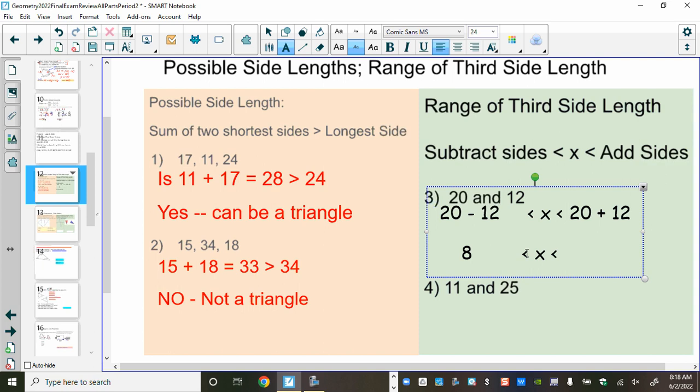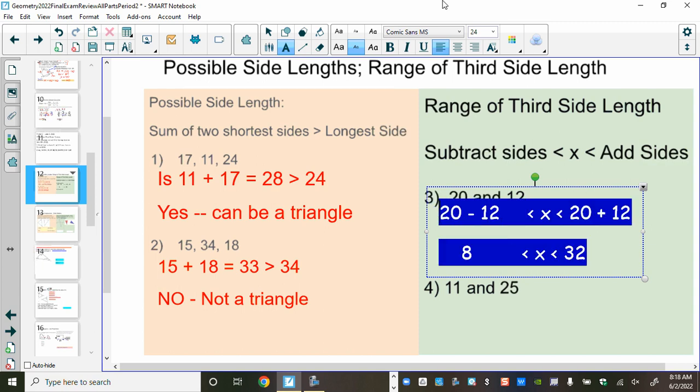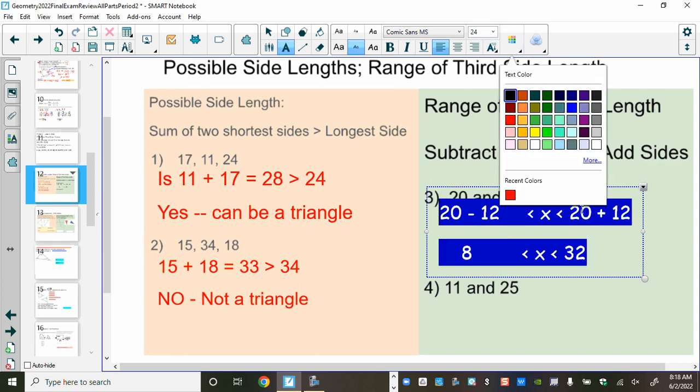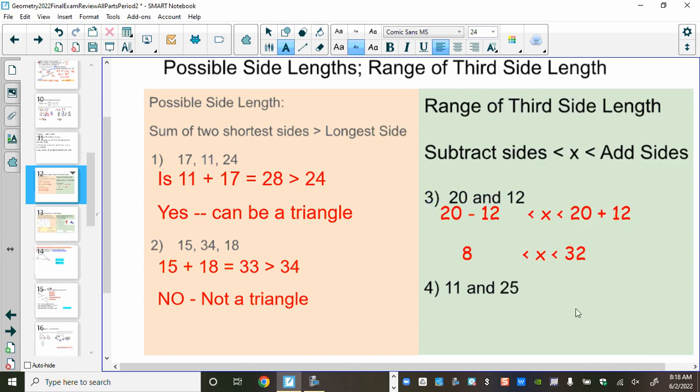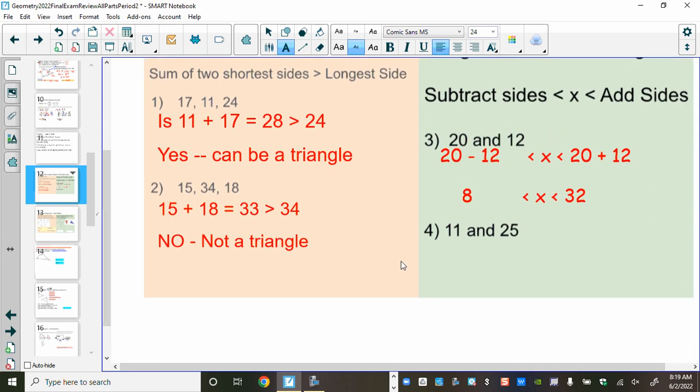So it's 20 plus 12. That's all you need to do. So if I give you the two numbers and you need the third side, you subtract them first, then add them. And that's all you do for this type of problem here. Same thing with the bottom.